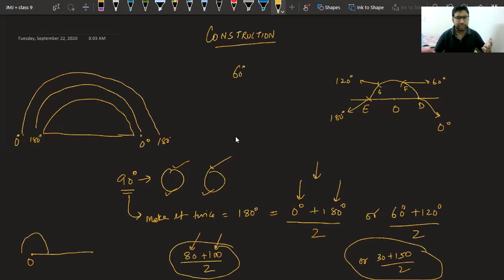Jasnoor, this is already taken, beta. 60 plus 120 is the same as 120 plus 60. There is no difference. Okay. Jasnoor, is it fine? So class, are we ready to see these constructions?